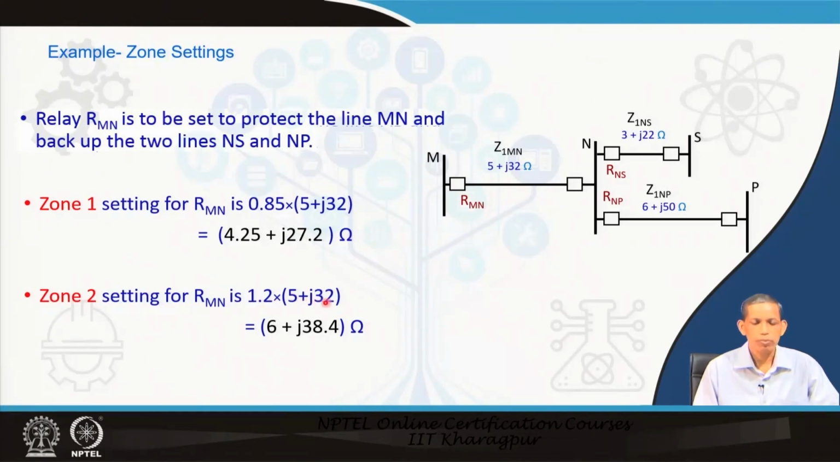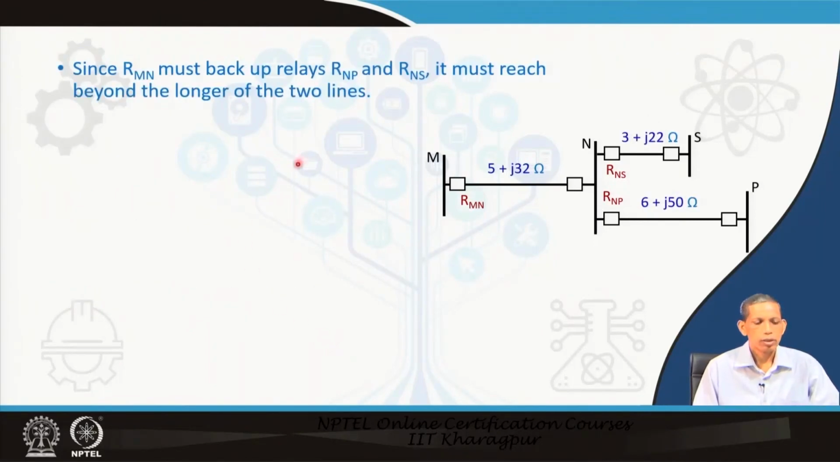So, 1.2 × (5 + j32)... 1.2 to 1.5. So, we have considered here 1.2. So, the setting for the reach of zone 2 will be 6 + j38.4 ohm. Next, we will be concerned about zone 3.